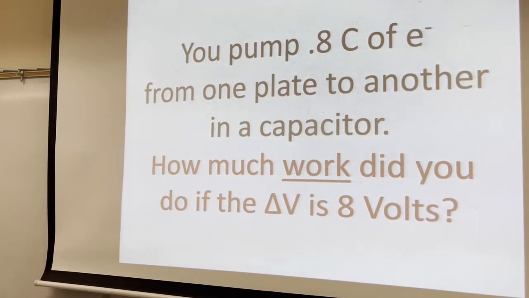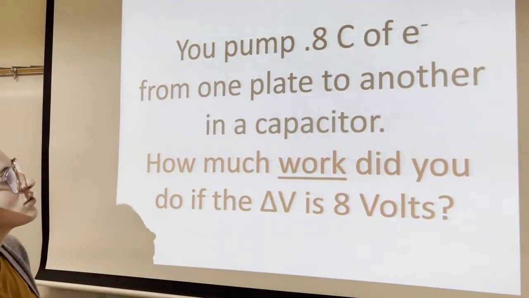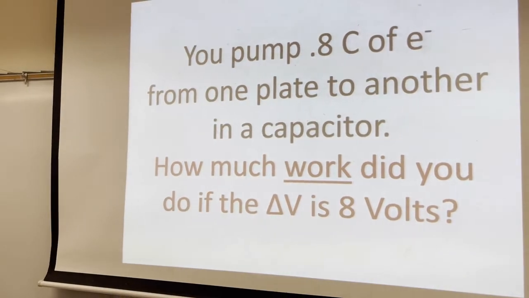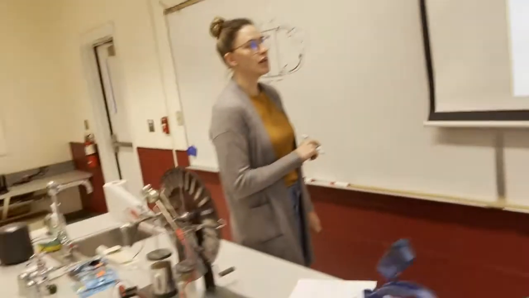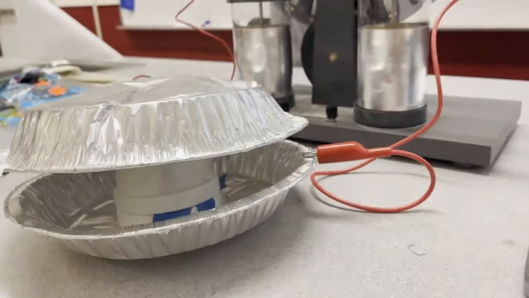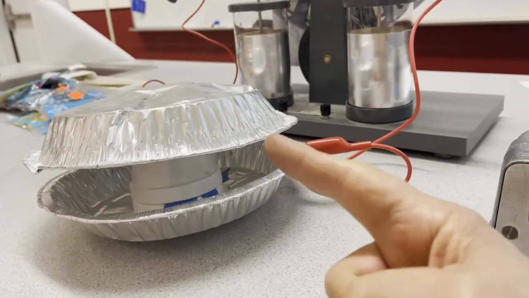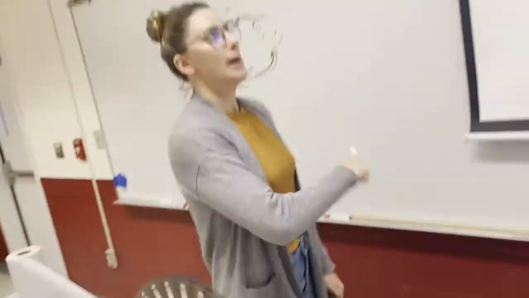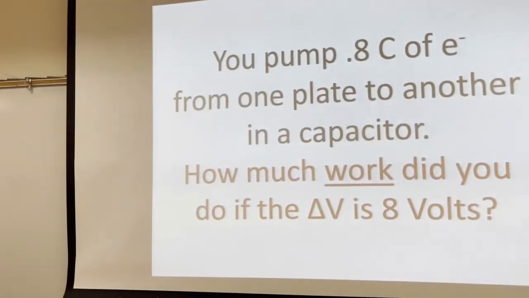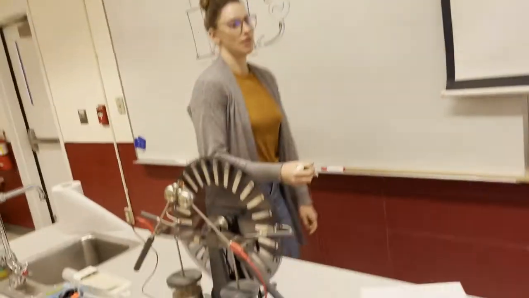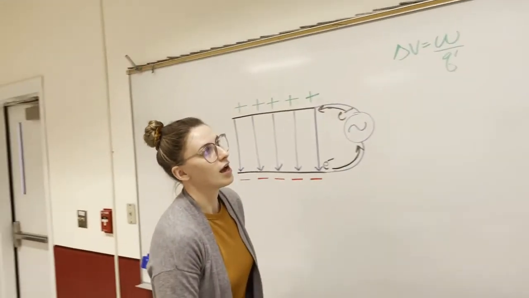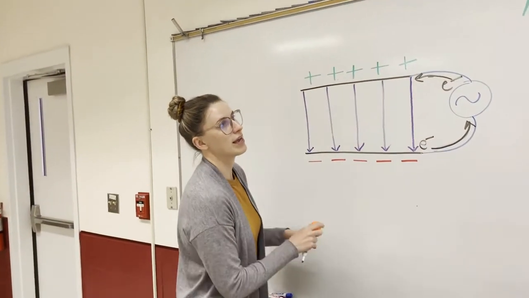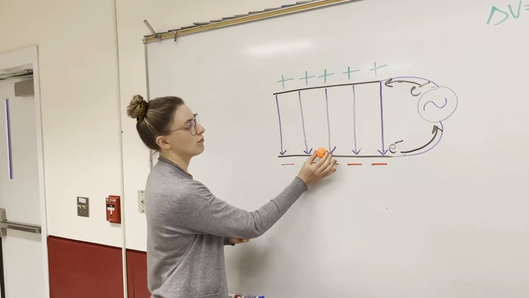Question: you pump 0.8 coulombs of electrons from one plate to another in a capacitor. How much work did you do if the delta V is 8 electron volts? You had to crank that handle to do work. How much work did you do? Another way to think about it is, you pump 0.8 coulomb charge from one plate to the other.